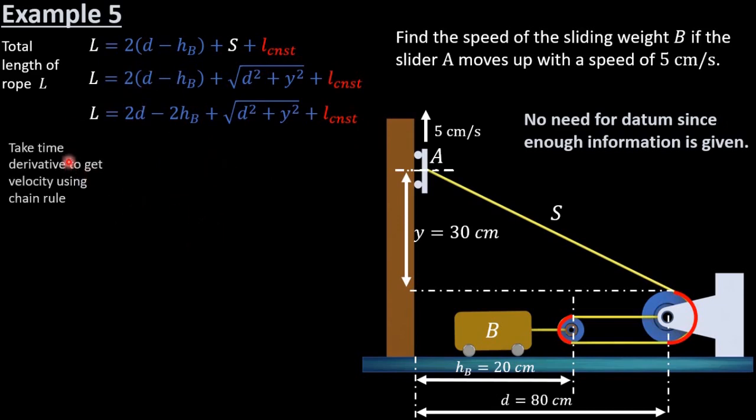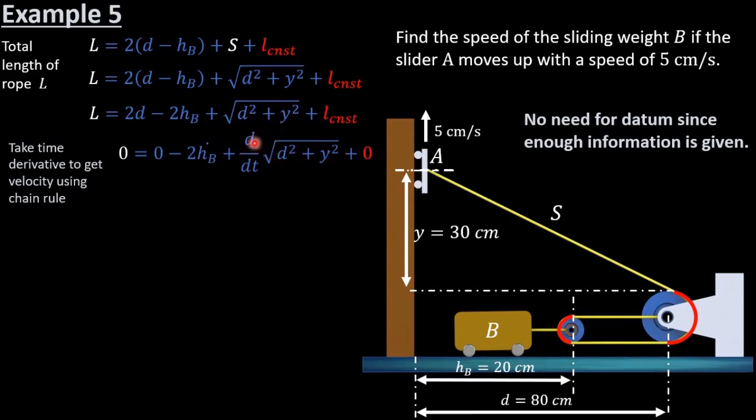Okay, so next I'm going to take my time derivatives. So the time derivative of L is going to be 0 because the length of the cable does not change with time. This is a constant, so 2 times d is a constant because remember d is constant. So the time derivative of that is going to be 0, and then we get minus 2 times h sub b dot. So we just took the time derivative of h sub b to get h sub b dot, and we want to take the time derivative of this. So for this we're going to have to use the chain rule.